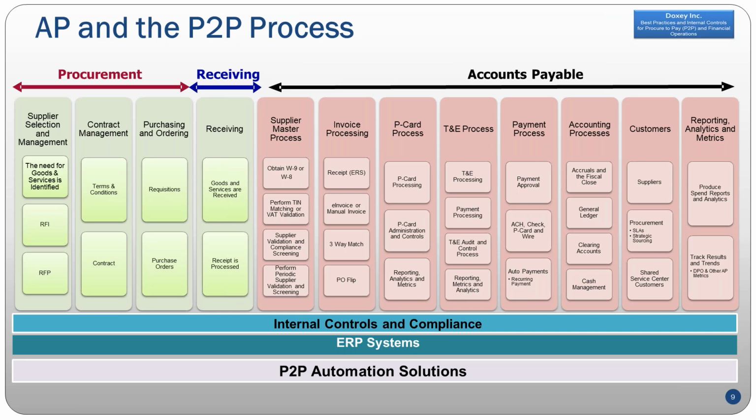And then we talked about suppliers, but accounts payable could have other customers as well. And we also think that procurement could actually be considered a customer of accounts payable. And of course, in a shared service situation, if AP is part of a shared service, there are some customers and metrics and performance KPIs that need to be considered. The foundation for this process is internal controls and compliance, and ERP systems, hopefully integrated systems, and of course P2P automation solutions that we'll talk a little bit about as we go through the material.